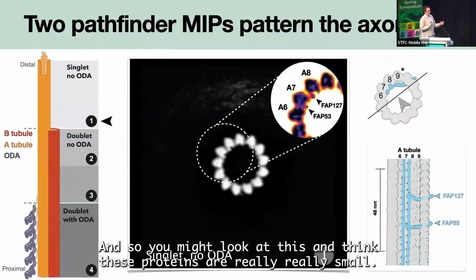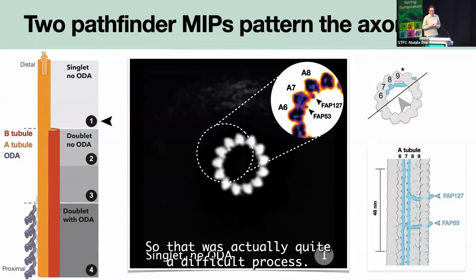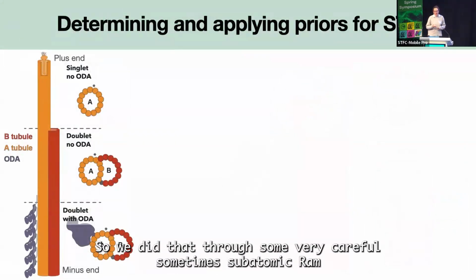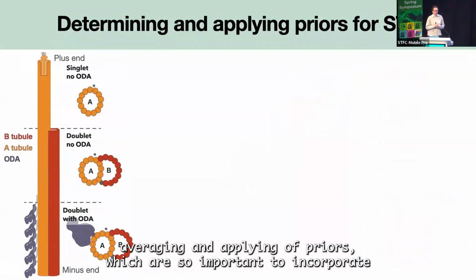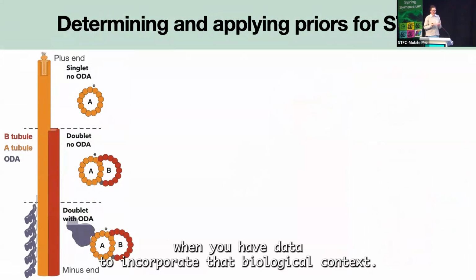And so you might look at this and think, these proteins are really, really small. How did you do the alignment to actually manage to latch onto them? So that was actually quite a difficult process. So I want to go through how we managed to do that. We did that through some very careful subtomogram averaging and applying of the priors, which are so important to incorporate into your data processing when you have tomography data, to incorporate that biological context.